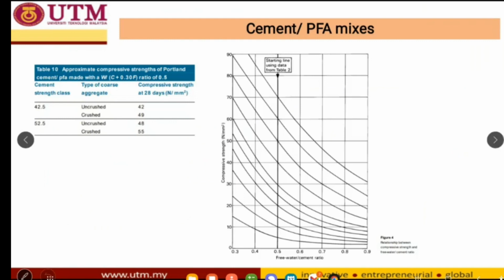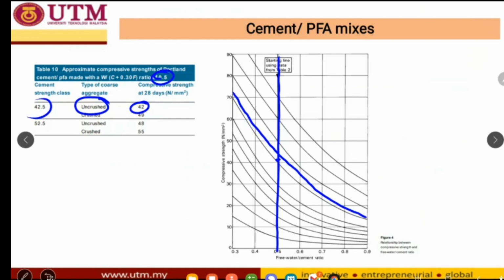Okay, so if you look at here, this is table 4, so table 10. This is the approximations of the compressive strengths of Portland cement or PFA mix with the water cement ratio of 0.5. So the cement strength class, which is 42.5, the type of aggregate we used, uncrushed, the compressive strength at 28 days is 42, right? So for this line, which is 0.5, 42 is somewhere around here, so we draw a new line.